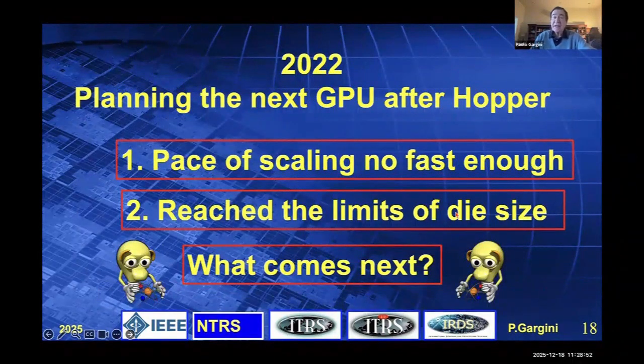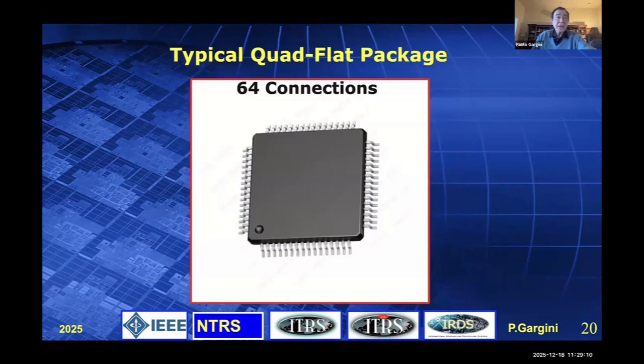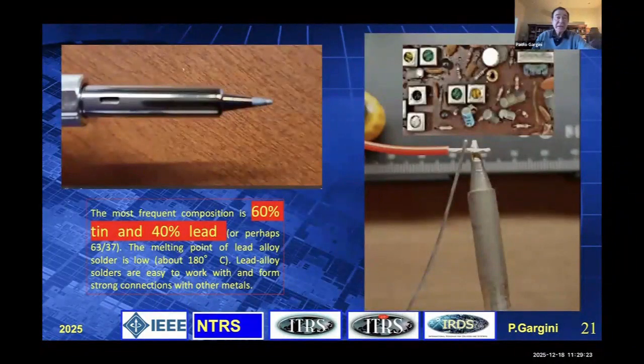So in 2022, designing for the next technology, what are we going to do next? And so this is the number 2 technology. It's called C4. That is not an explosive, even though it has the same name, and it relates to the assembly world. If you have a package, it has as many pins as you can put on the side. And how would you assemble all these elements? The technology was very simple. If you were assembling something on the board, you would have a wire like this. I used to make a transistor radio. That's what I used. There was 60-40 thin lead, and then a hot tip, and that's how you would solder the different components on the board.